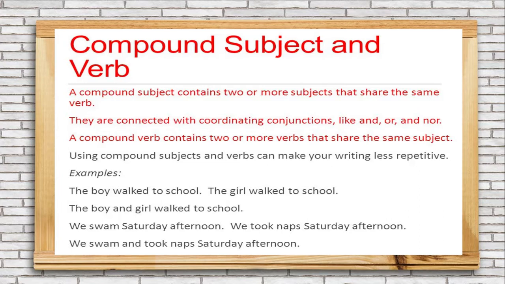The boy walked to school. The girl walked to school. The boy and girl walked to school. The boy and girl are the compound subjects. Walked is the verb. We swam Saturday afternoon. We took naps Saturday afternoon. We swam and took naps Saturday afternoon. We is the subject. Swam and took are the compound verbs.